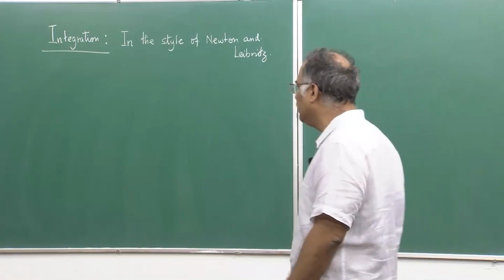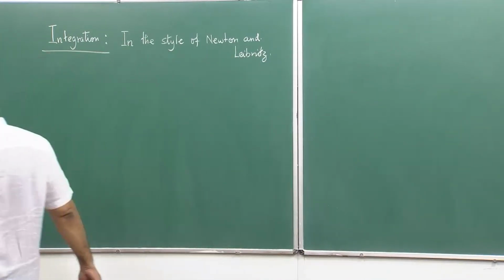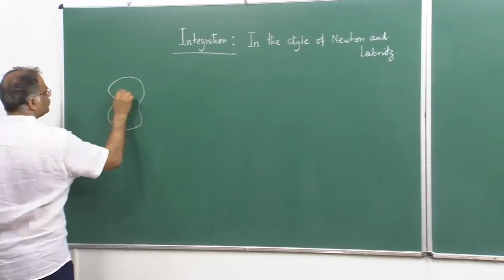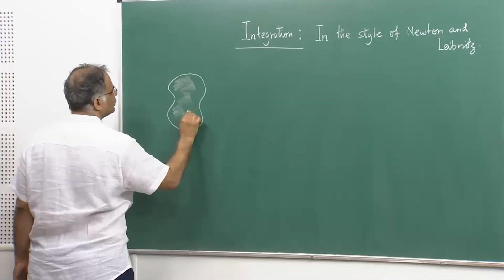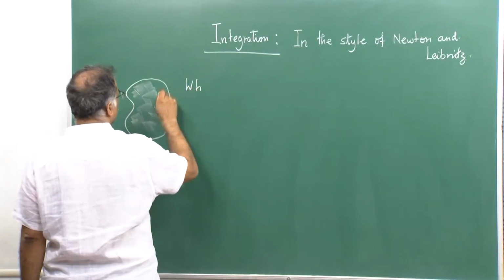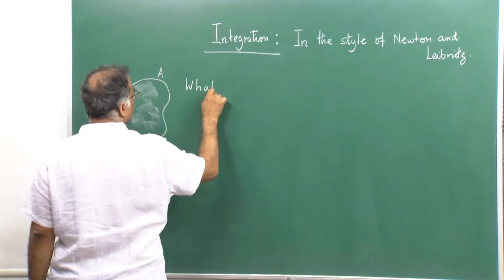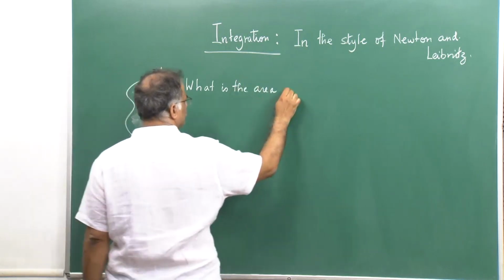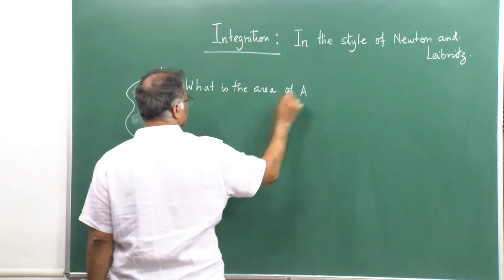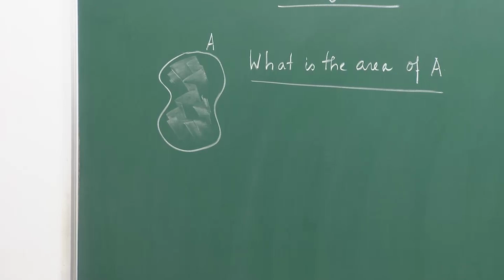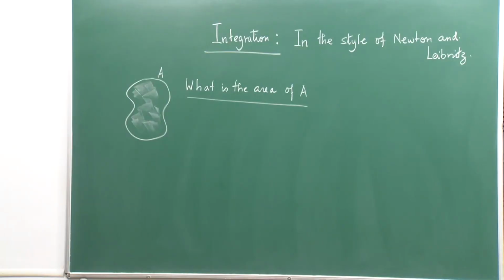The integration actually comes from a very old geometrical idea which was known to the ancient Greeks. So, if I take say a closed body like this, and I ask what is the area, I call this body A. So, I ask what is the area of A.